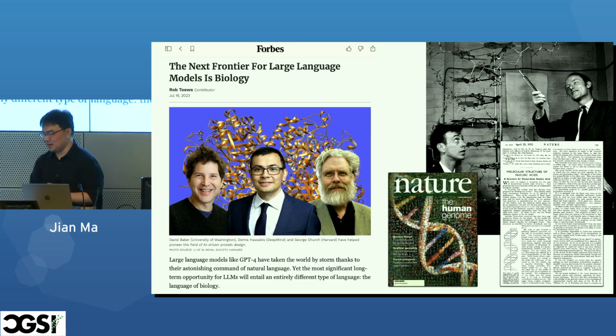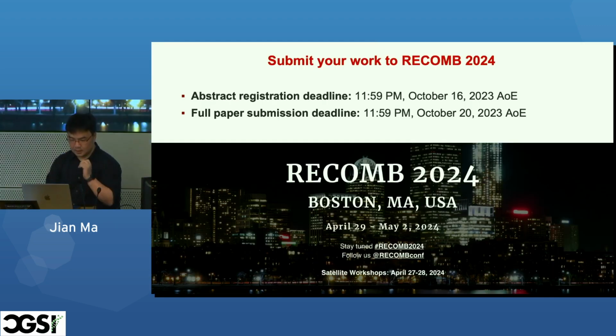There's a lot of excitement in the field. This was a recent news article on Forbes. This is on protein structures, but I think some of what they talk about applies to other areas in genomics as well.